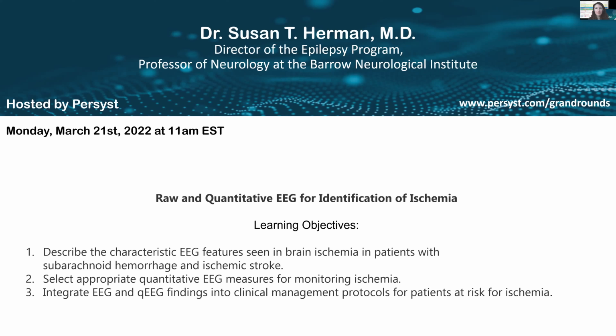I'm very pleased to be with you today to talk about one of my favorite uses of EEG, which is use of EEG for identification of ischemia. So today we'll describe the characteristic EEG features seen in brain ischemia in patients with subarachnoid hemorrhage and ischemic stroke. Be able to select appropriate quantitative EEG measures for monitoring ischemia, and then integrate EEG and quantitative EEG into clinical management protocols for patients at risk for ischemia.